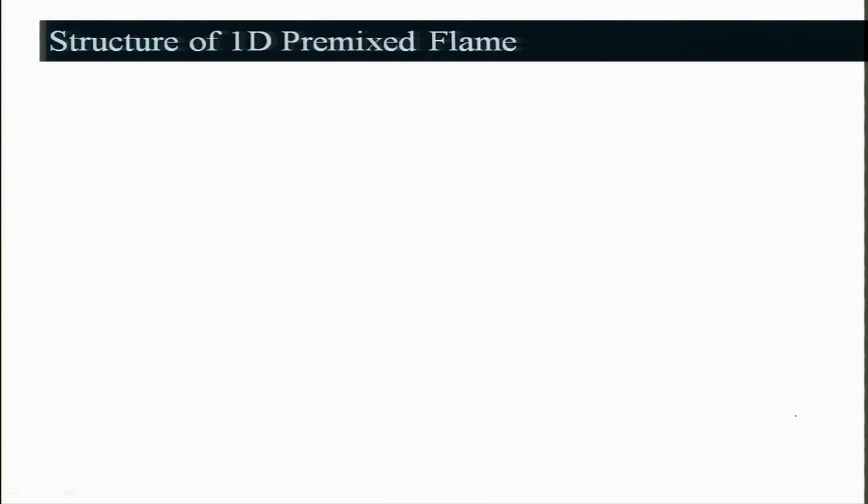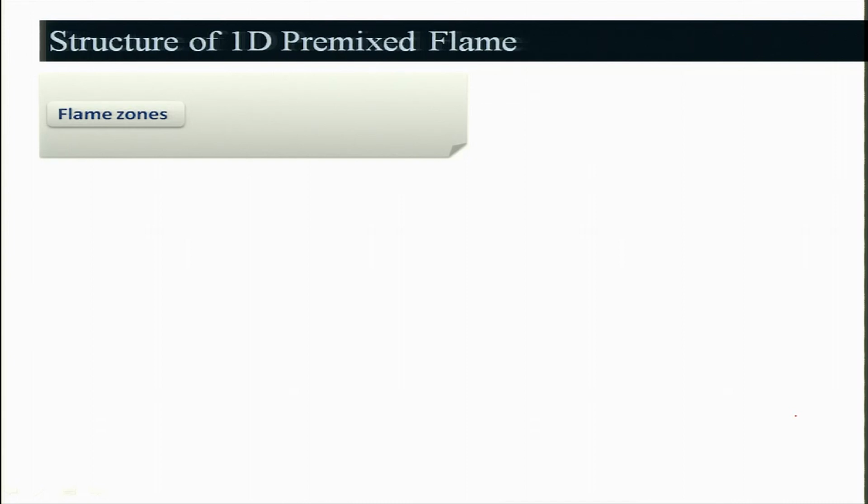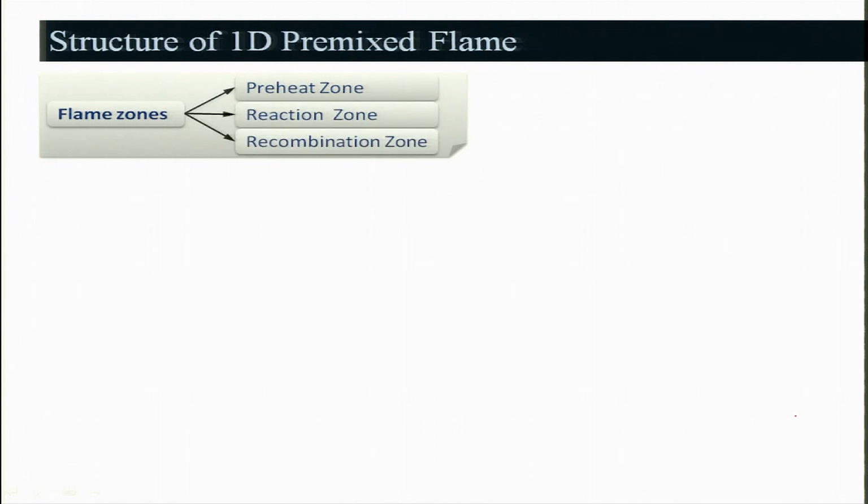Having said this, what we are interested in is the structure of a one dimensional flame. Flame looks very simple when you look at a photograph, but we need to look at what is happening inside. As I told, the flame zone can be broadly divided into 3 zones: one is the preheat zone, another is the reaction zone, and the other is the recombination zone.